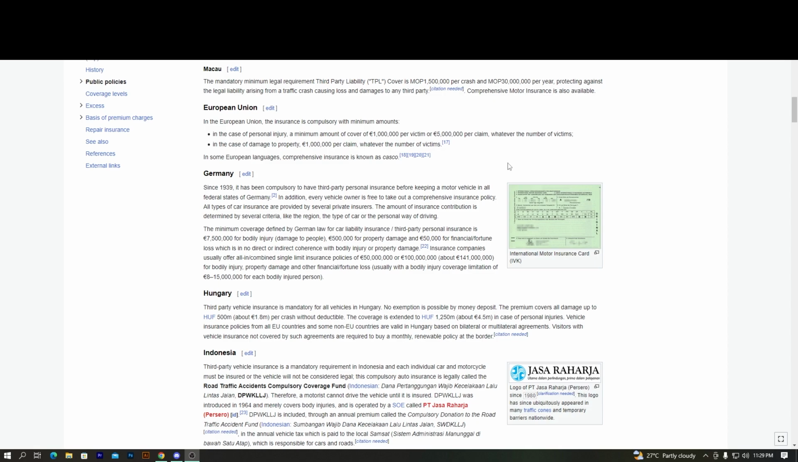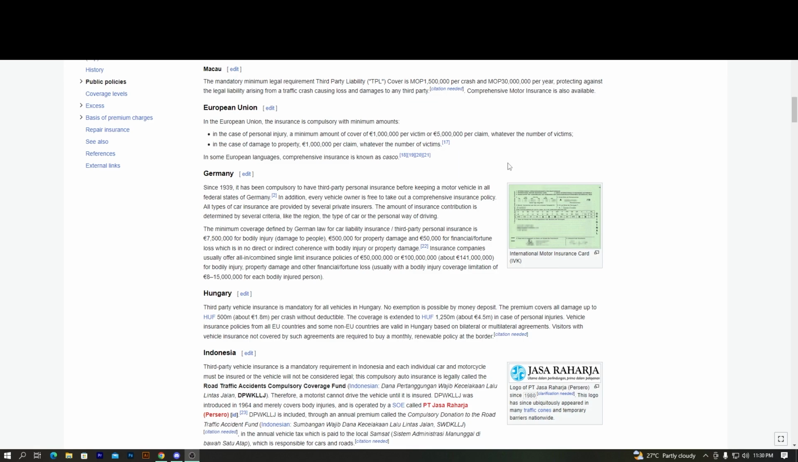Hungary. Motor vehicle insurance is mandatory for all vehicles in Hungary, with no exception, if possible by a money deposit. The policy covers all damage up to HUF 500 million, about 1.8 million pounds, per crash without deductible. The coverage is extended to HUF 1,250 million in case of personal injuries. Vehicle insurance policies from all EU countries and some non-EU countries are valid in Hungary based on bilateral or multilateral agreements.